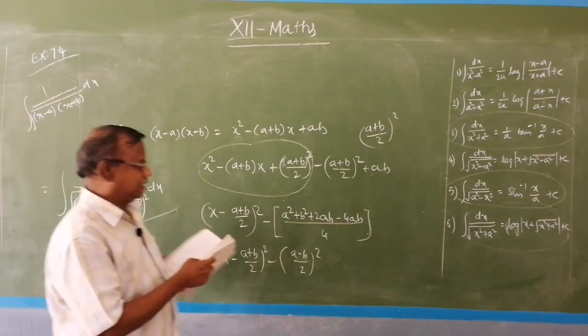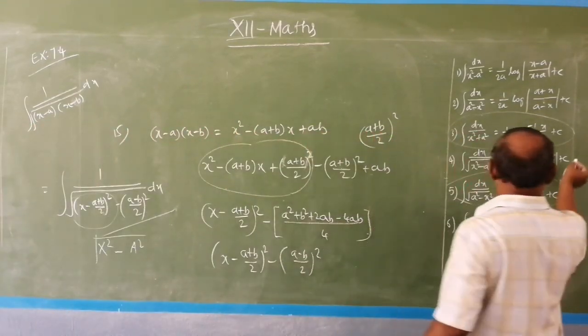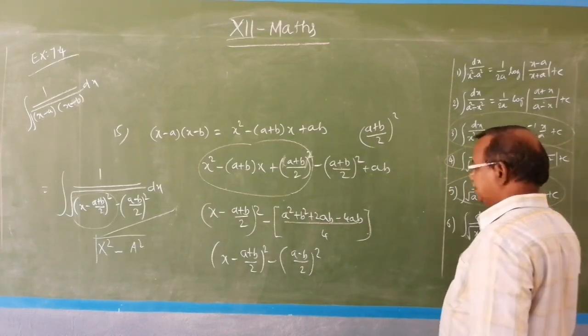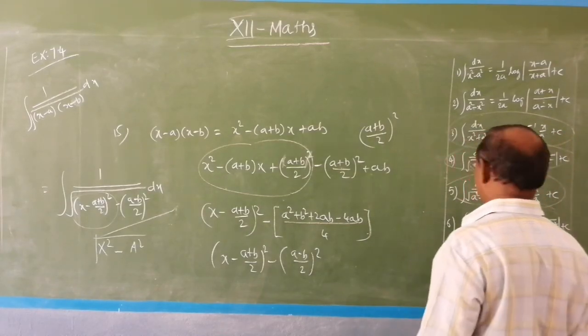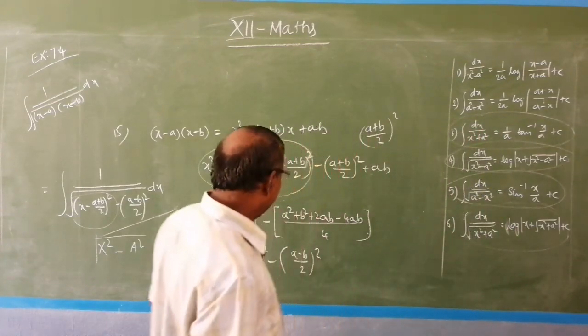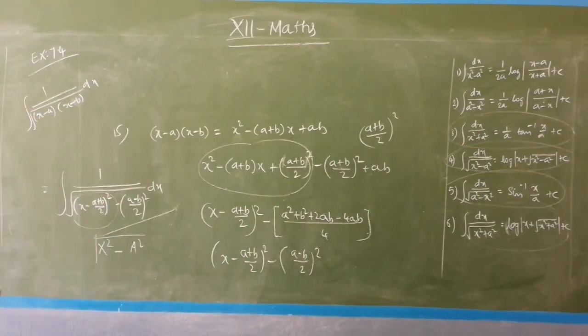Integral root of x square minus a square, we have one formula, that is the fourth formula. Substitute this, instead of x you put x minus a plus b by 2 and for a put a minus b by 2, and if you simplify you will be getting the answer. If you have doubt I will clarify.